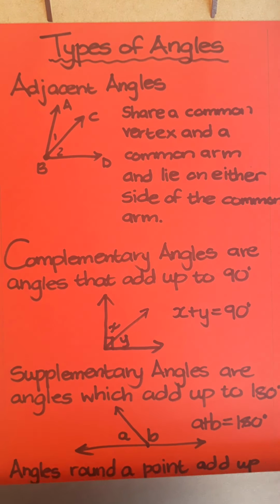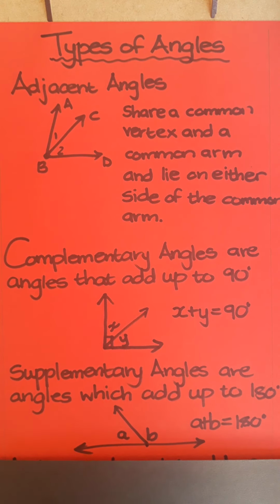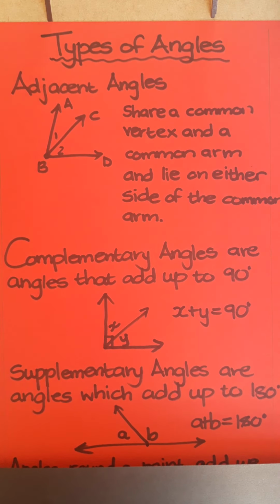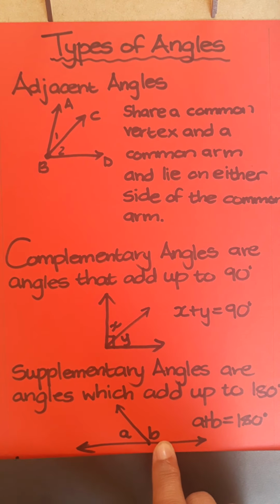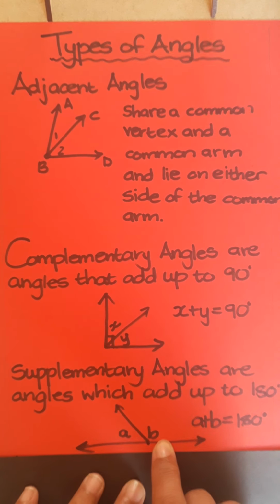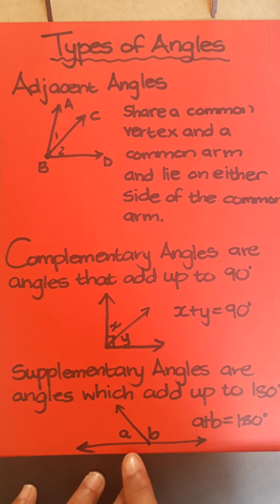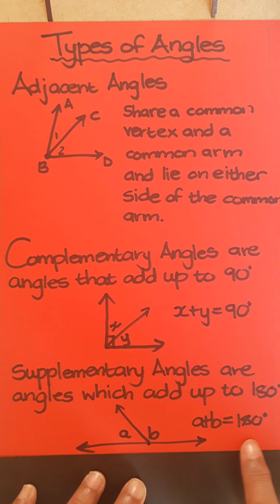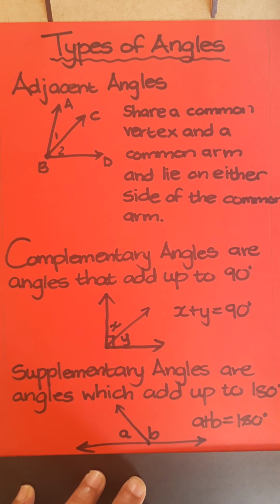Supplementary angles are angles that add up to 180 degrees. If you look at my diagram, I have a straight line drawn and we have angle A and B. In supplementary angles, A plus B will give you 180 degrees. They are supplementary angles, or you can also mention them as angles on a straight line.